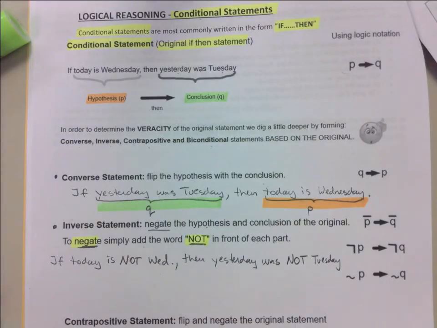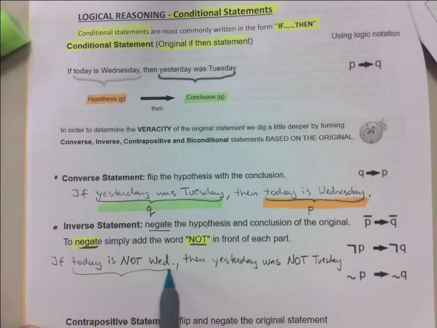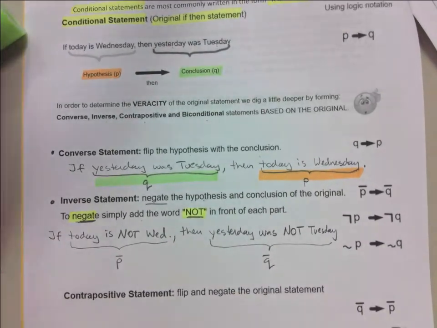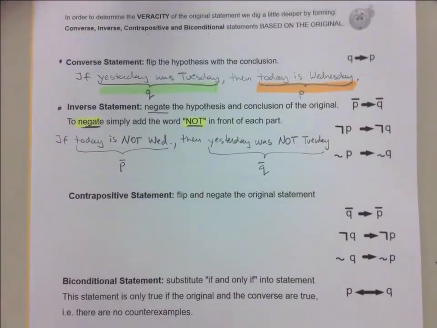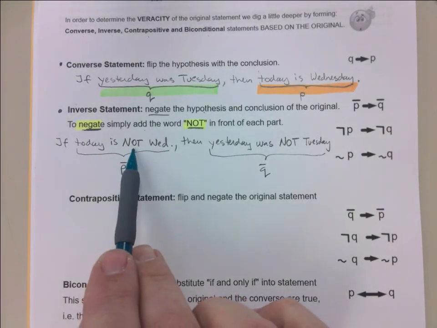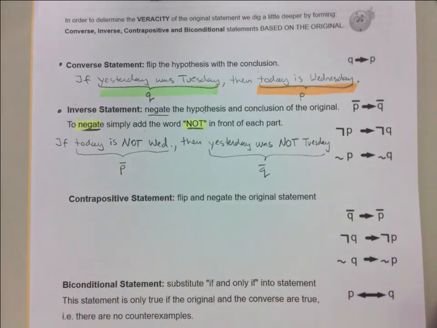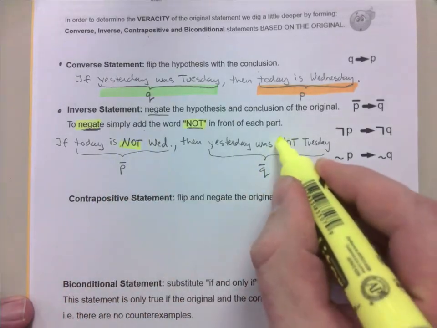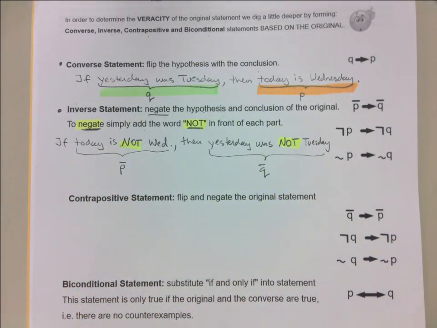And again, this part right here, because of the not, you can say that this part is not P and this is not Q. Oh, you can't see that. Sorry, guys. I'm trying to have the original on the screen as well. So all you have to do is you take the original and you just insert nots on both parts. Okay?